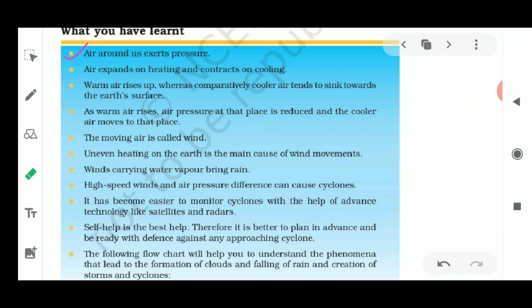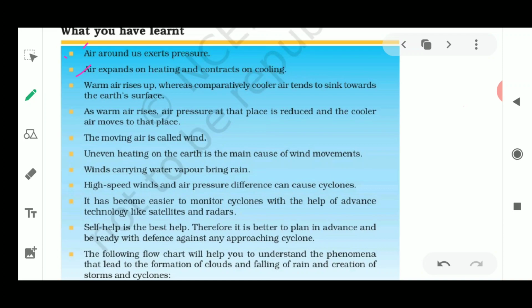Now the second point says that air expands on heating and contracts on cooling. In this also we have seen the experiment where we heated some water in the test tube, which produced steam, and it expanded and went inside the dropper also. So the experiments which we have seen could be related with many topics at the same time.